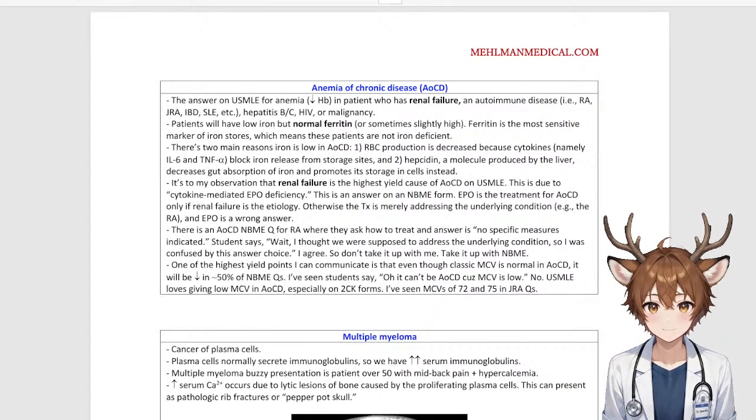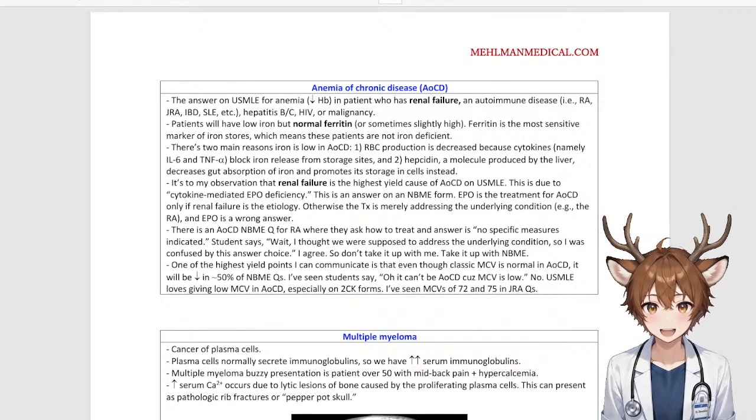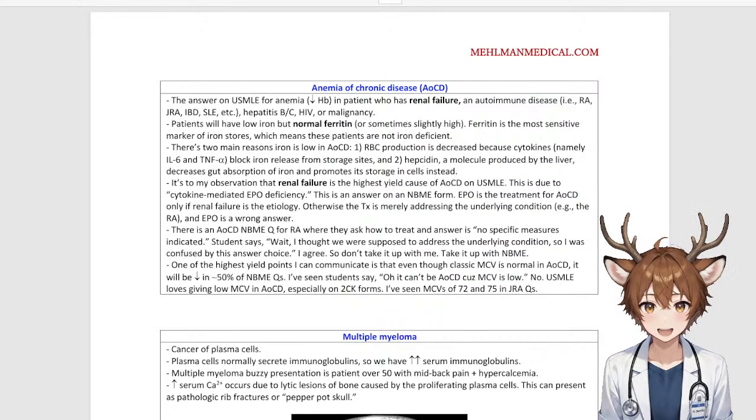Students say, wait, I thought we were supposed to address the underlying conditions, so I was confused by this answer choice. I agree, so don't take it up with me. Take it up with NBME.